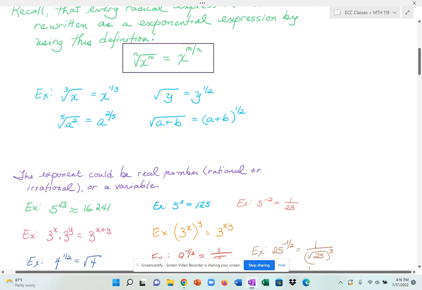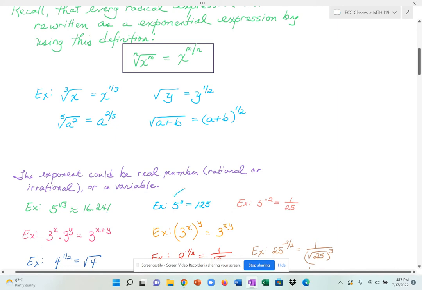So for something like this, you would need a calculator, because square root of 3 is an irrational number. So if you did 5 to the square root of 3, it would be approximately equal to, that's what that curly equal sign means, approximately equal to 16.241. So that was rounded. So if you have a problem like that presented to you in the homework, make sure you follow the directions for whatever place value they want you to round. I rounded this one to the thousandths place.